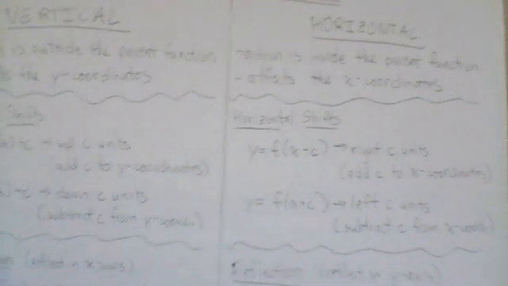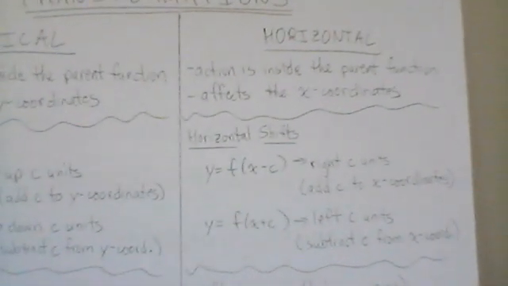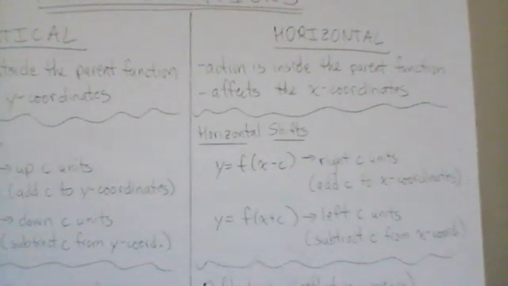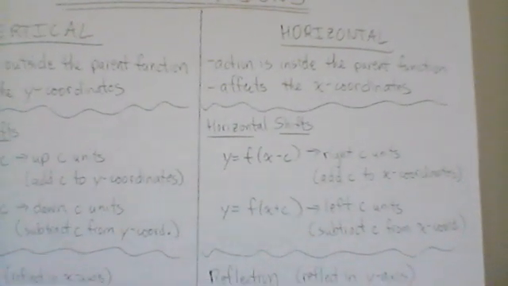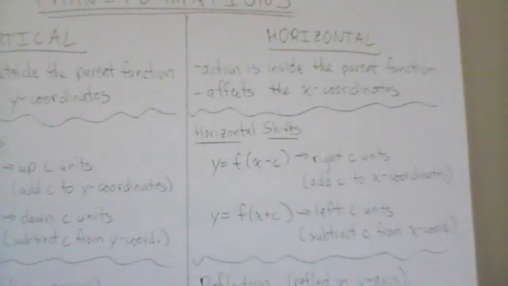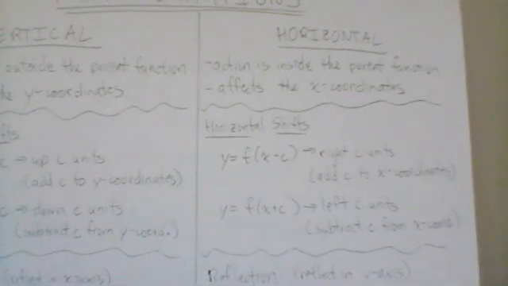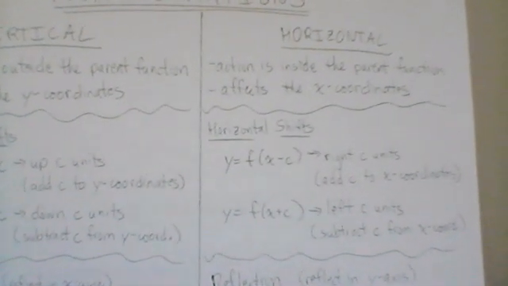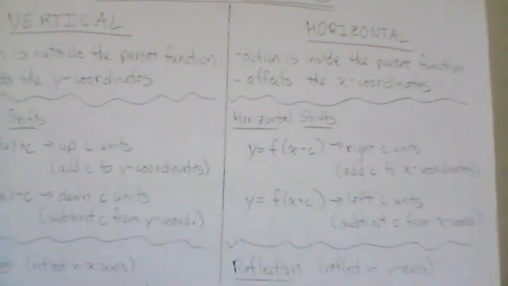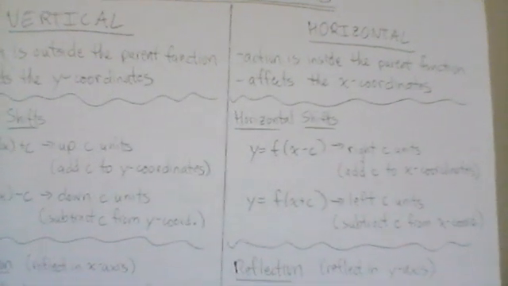Another common thing with these rules of transformations is that the stuff that happens inside the parent function that affects the horizontal direction tends to do the opposite of what you would think. Right? So if I have f of x minus c, subtracting a number actually moves the graph to the right. We actually add that number c to all the x coordinates of the points on our parent function. Right, and f of x plus c, when I have a number added to the x inside the parent function, that actually moves the graph to the left, and I subtract that number c from all the x coordinates of the points on the parent function.